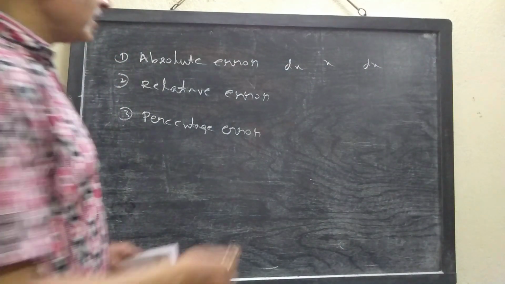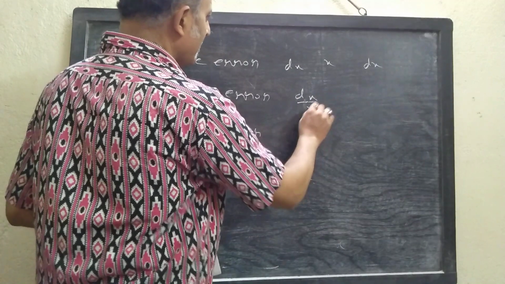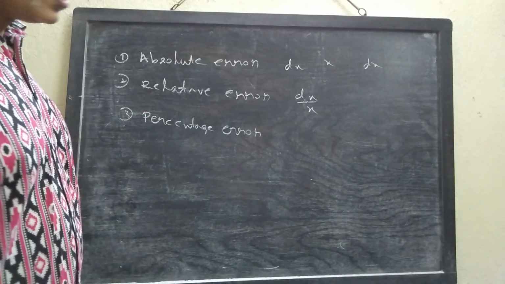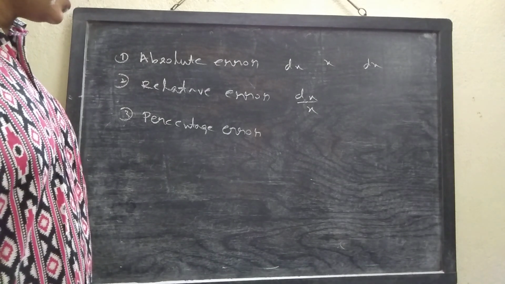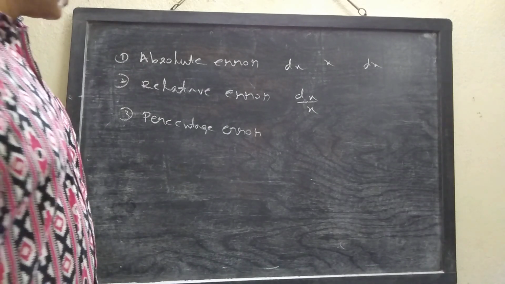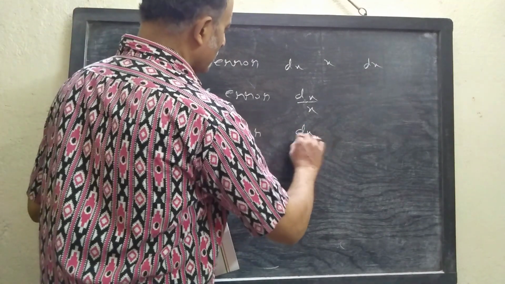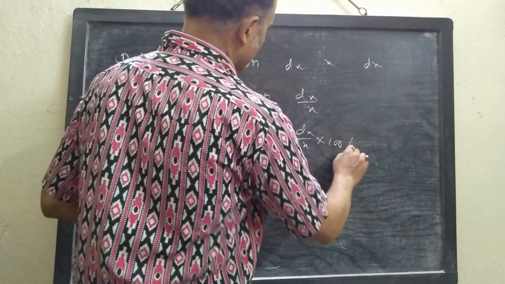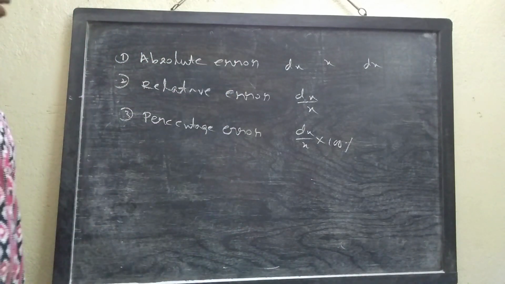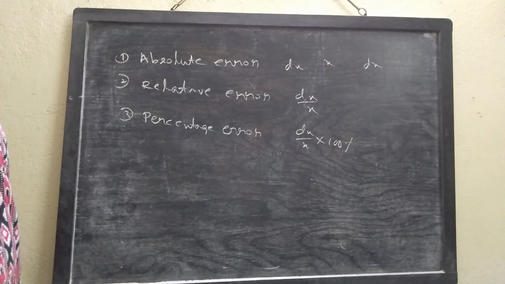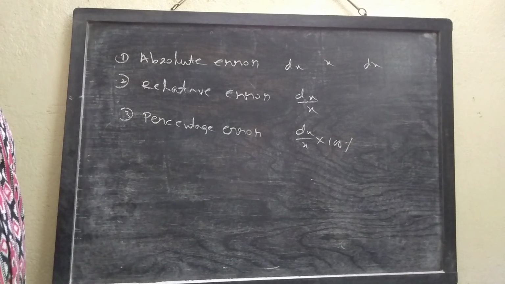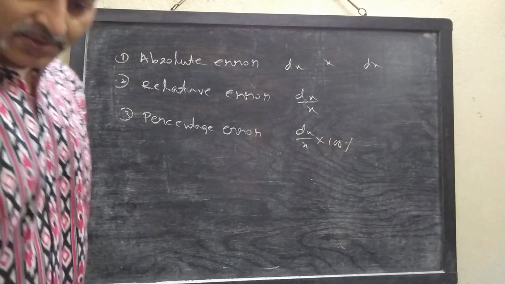Then what will be the relative error? The relative error will be dx by x. That is, with respect to x, what is its error dx? So dx by x is the relative error. And what is the percentage error? The percentage error will be this. So in this way the three terms are defined. The absolute error for variable x is dx, its relative error is dx by x, and its percentage error is dx by x into 100. Now we have to solve some problems on these concepts.